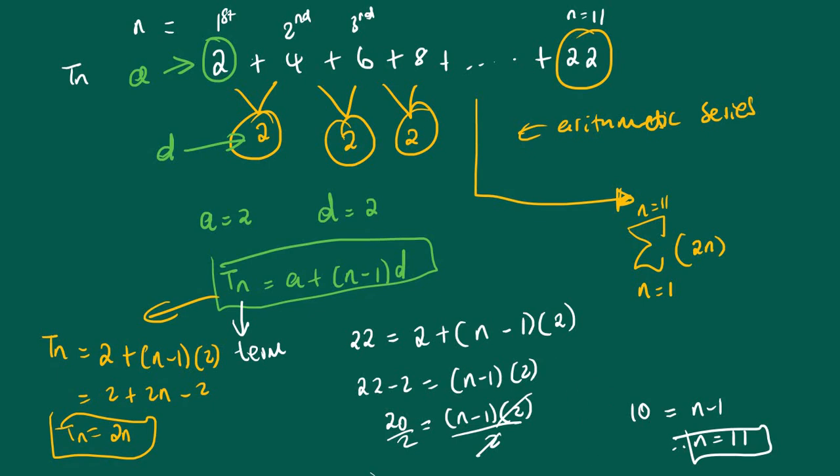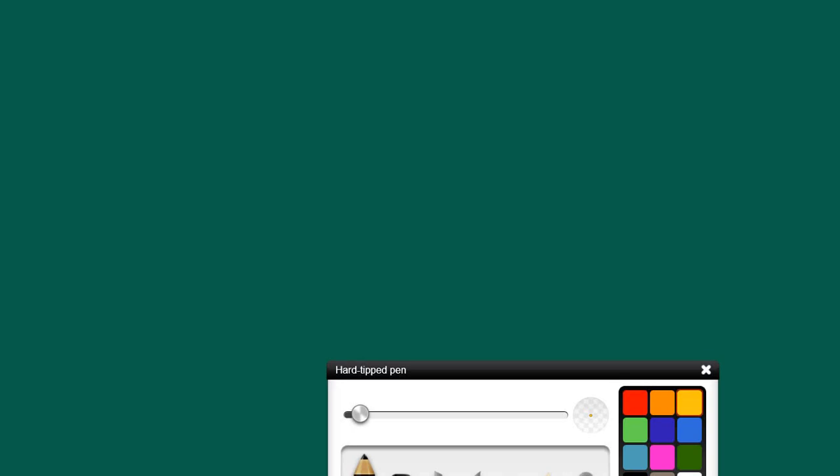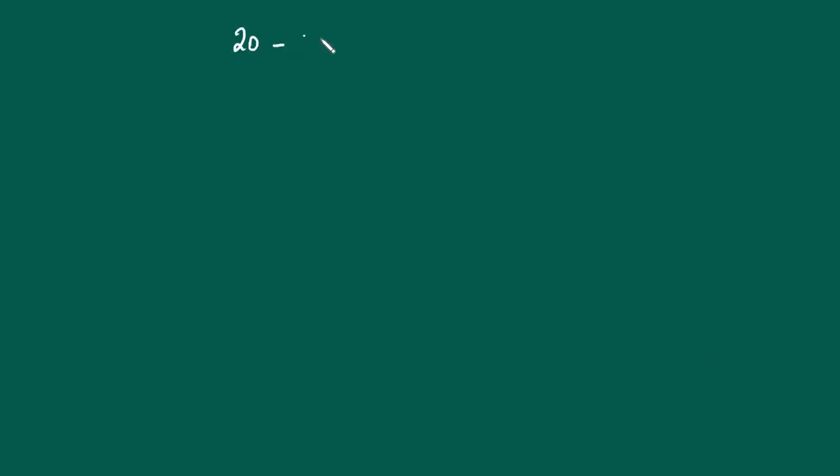Let's try another one. See if we can represent it in sigma notation. I'm going to give you some time to work on this one. We have 20 minus 10 minus 40 minus, then dot dot dot, and then minus 490. Can you represent that in sigma notation? Write this series in sigma notation.